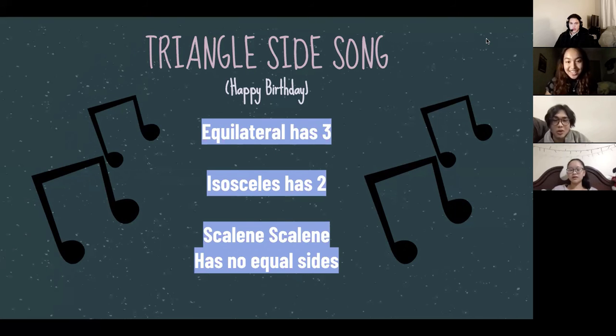Equilateral has three, isosceles has two, scalene has no equal sides.